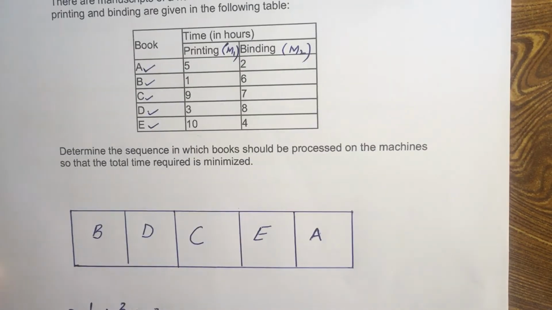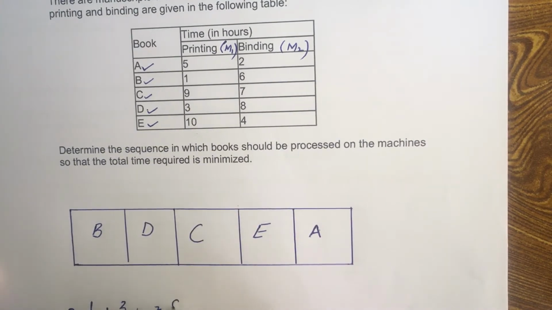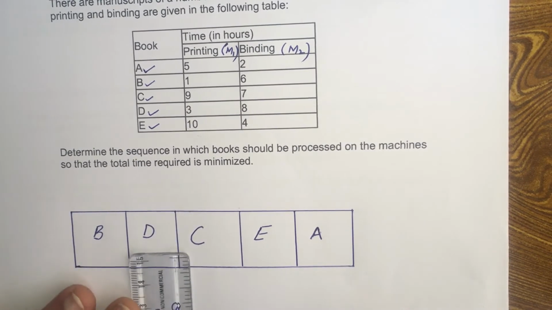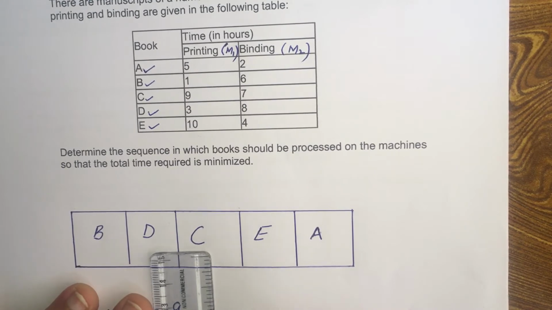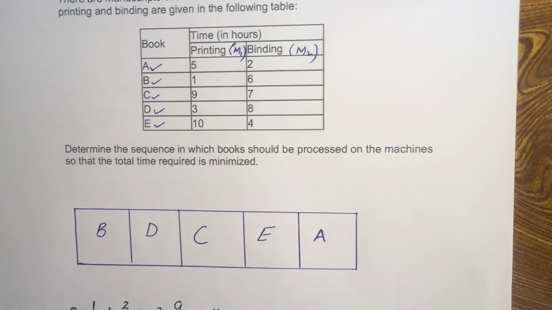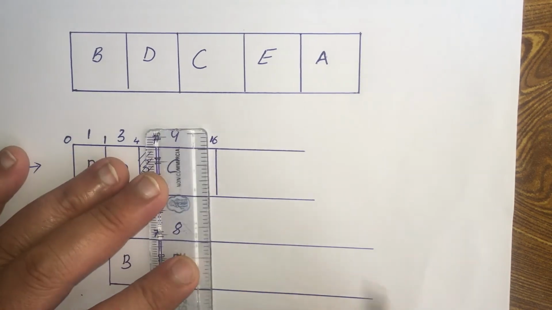And while D is being processed in M2, C will be processed in M1. And how much time does C take in M1? 9 hours. So 7 plus 9 is equal to 16. So by the 16th hour, it is done in M1. And then by the 16th hour, it will come down to M2.